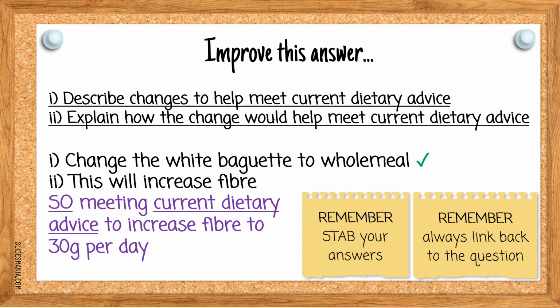However, it's not sufficient to just say meeting current dietary advice. We need to actually say what piece of current dietary advice we're meeting. So by changing the white baguette to wholemeal, this will increase fibre, so meeting current dietary advice to increase fibre to 30 grams per day. At National 5 level, it's really important that whenever you're asked about current dietary advice, you are saying what the specific dietary goal is. So that is the grams or percentages that we're meant to be increasing or decreasing each day or each week.